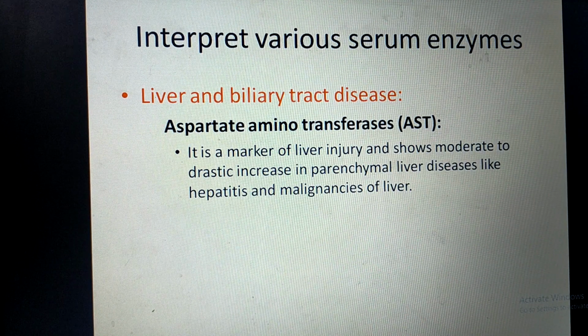The blood level of AST enzyme also increases in parenchymal liver diseases, so it is also a marker of parenchymal liver disease. It shows moderate to drastic increase in liver diseases. It may be hepatitis or malignancies of liver.